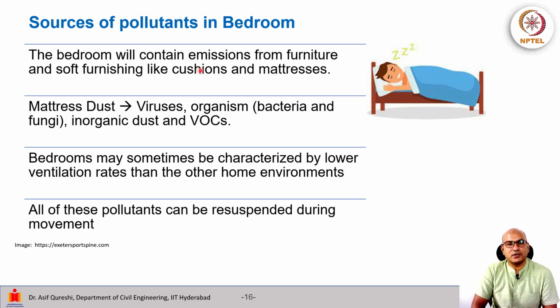So what are the sources? The bedroom will contain emissions from furniture and soft furnishings. So furniture, again, paint, varnishing, so maybe some volatile organic compounds are there. The same goes for cushions and mattresses, so some volatile compounds as well as dust, and sometimes the cushions may be impregnated with flame retardant, some brominated compounds, and then they might also come through dust, and people may be exposed to them.